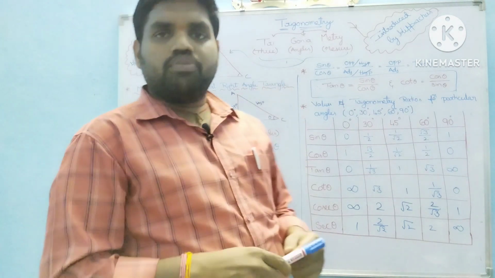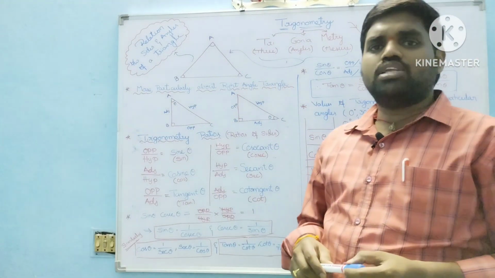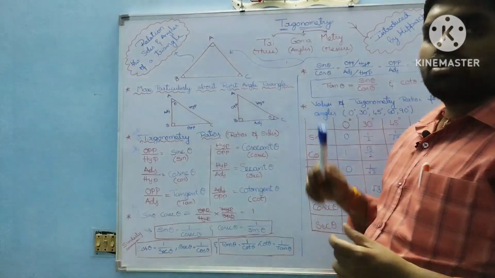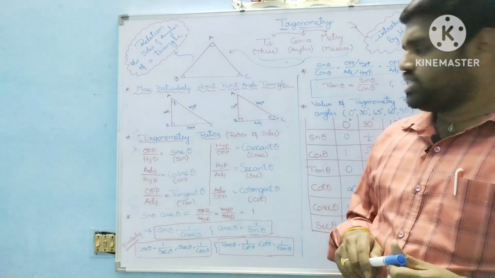And the same, another formula we have discussed here, that is sin theta by cos theta, the value becomes tan theta. That's why tan theta is equal to sin theta by cos theta, and cot theta is equal to cos theta by sin theta.